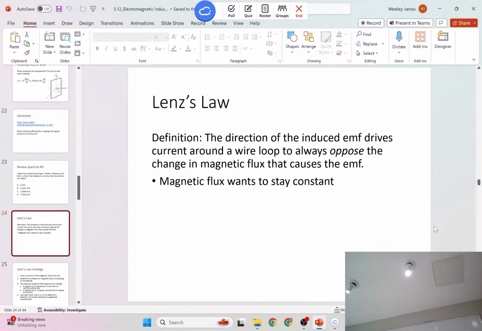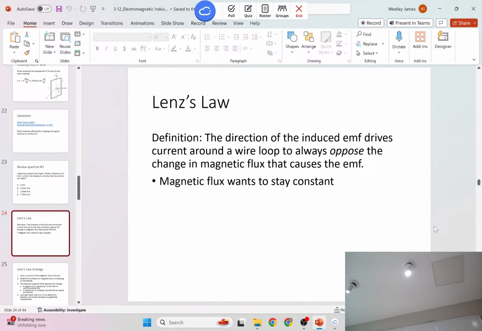All right, but this is what we're going to be spending most of today on, is this idea. It's called Lenz's law. It says the direction of the induced EMF drives current around a wire loop to always oppose the change in magnetic flux that caused the EMF. And that's a lot of jargon. And I'm going to summarize it in a much easier way. Current is generated. Wires don't like change. They don't want things to change. That's going to be the mantra for this whole thing.